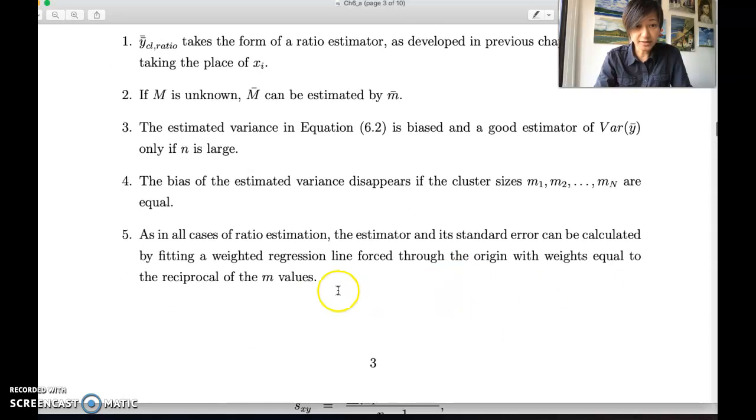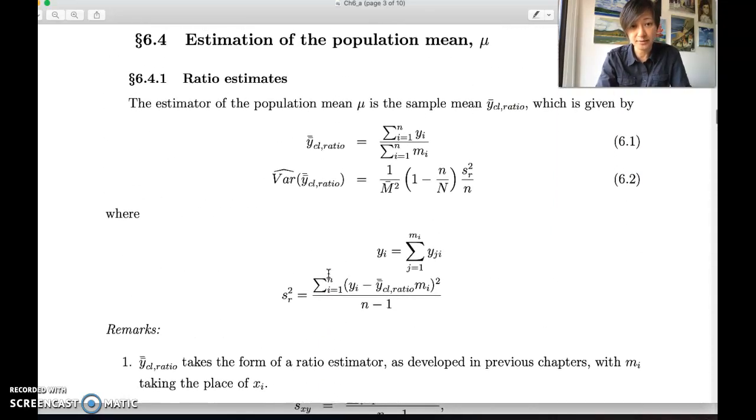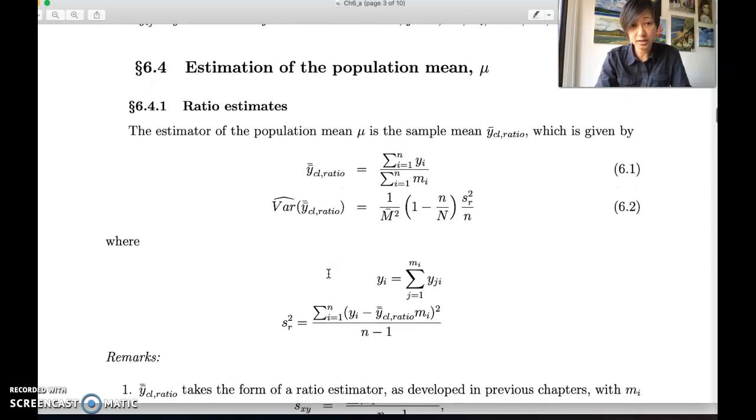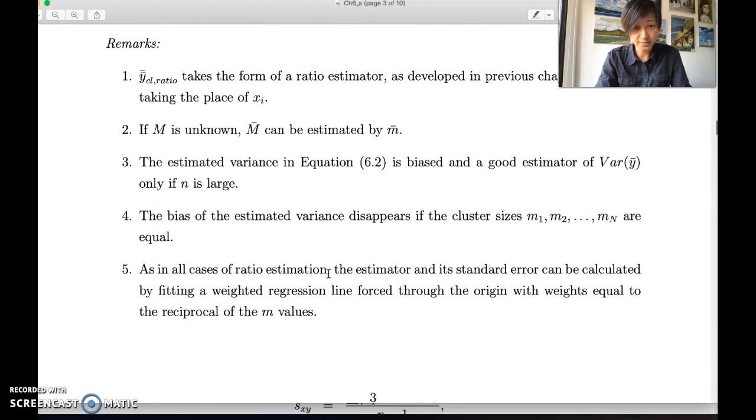And finally, as in all cases of ratio estimation, we can find a fitted weighted regression line. If that fitted line passes through the origin, we can also say the ratio estimator is an unbiased estimator. Okay, so this is the first approach within one-stage cluster sampling, using the ratio estimation.